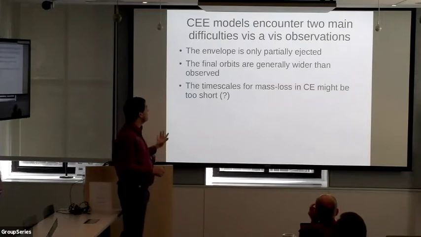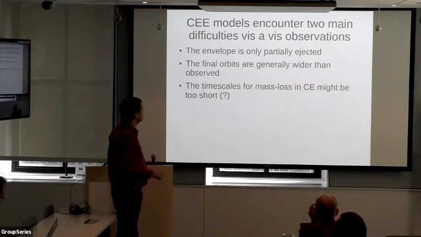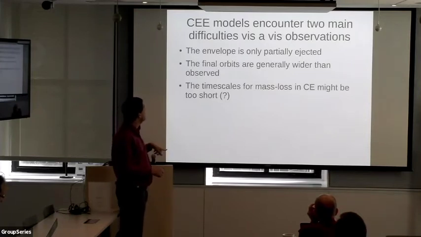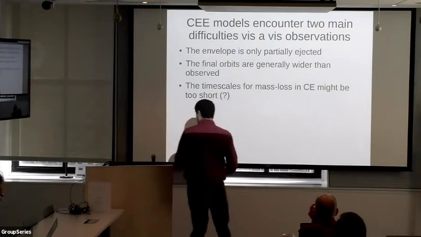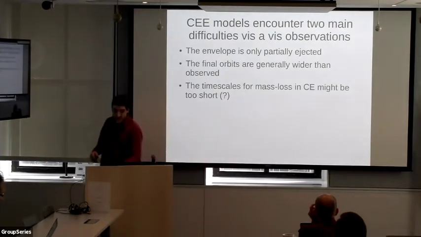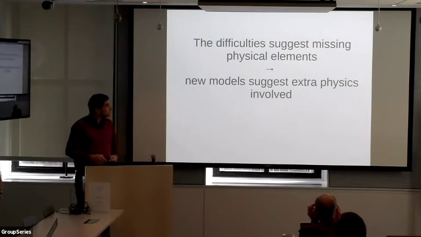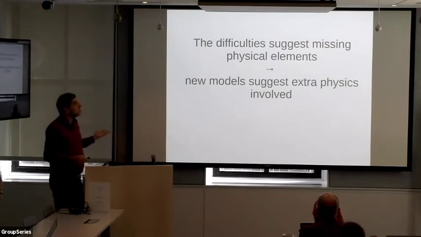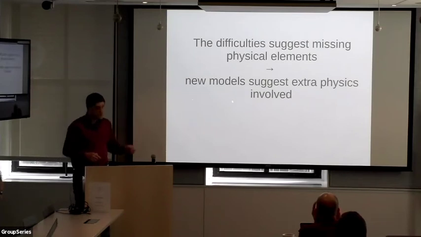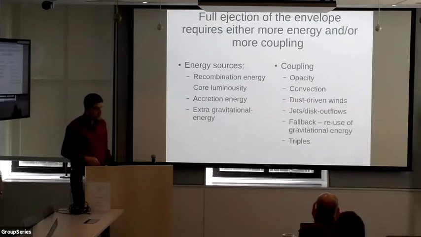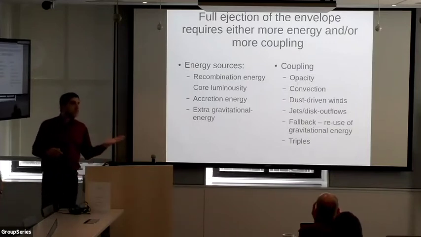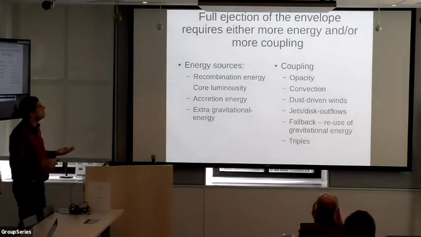And I'll discuss a bit, related to what was discussed in the previous talk, that the time scale for mass flows in common envelope might be different than what we expected regarding dynamical time scale. Basically, the difficulties suggest you have some missing physical elements, and what I'm going to talk about is some new models that could suggest some extra important physical aspects.